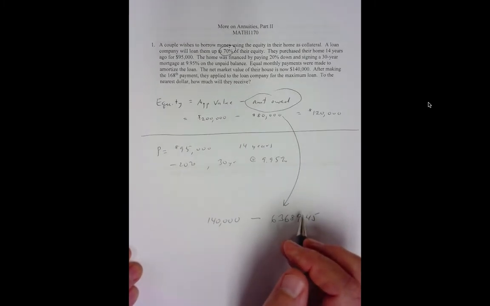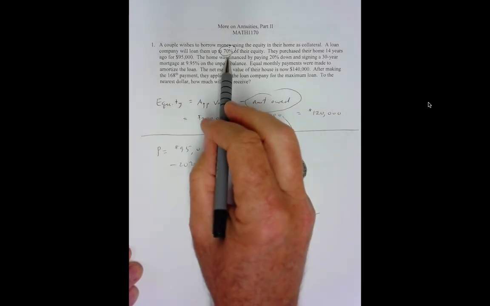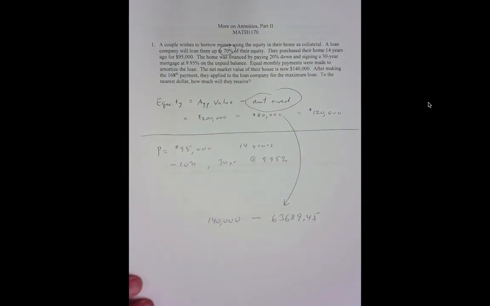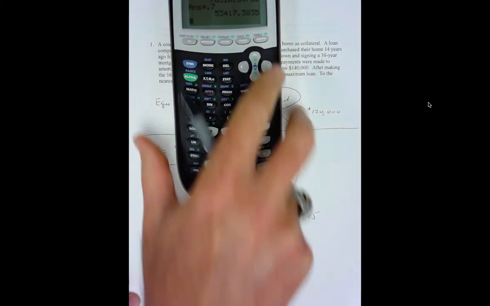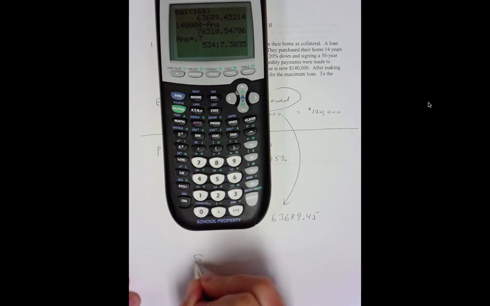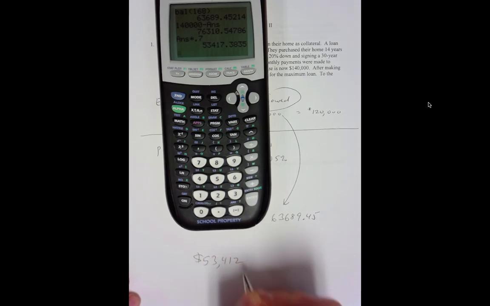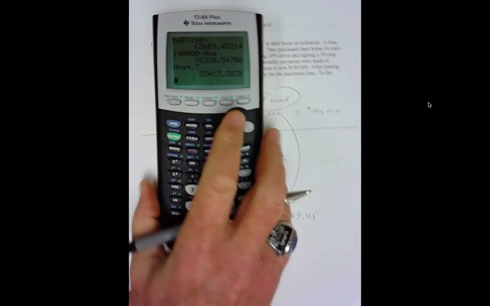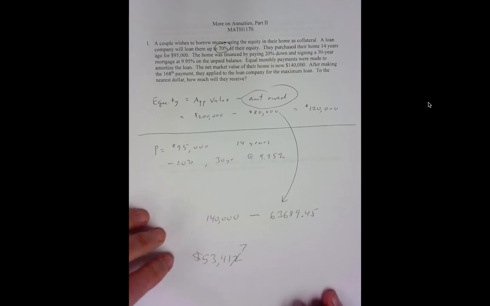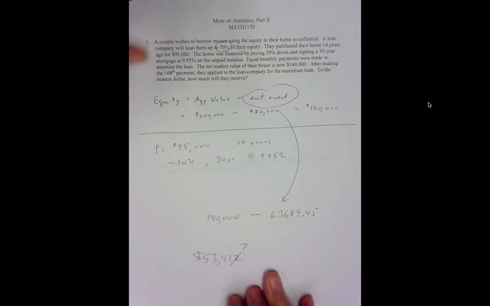And keep in mind, ladies and gentlemen, that they are only going to get 70% of the equity. So I'm going to go ahead and take this number and subtract it from 140,000. And then I'm going to multiply by 0.70. So the amount that they would get would be $53,417. So that's how much they would get. That's 70% of the equity.